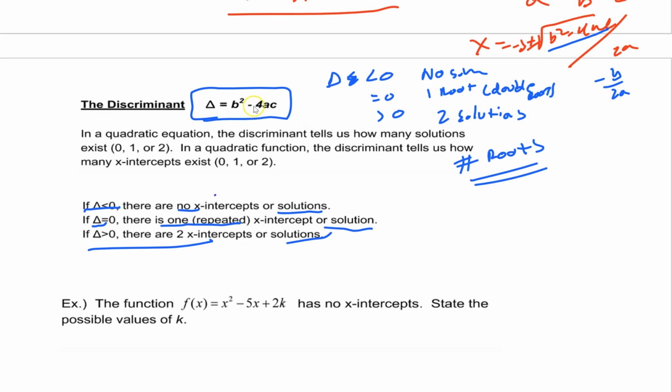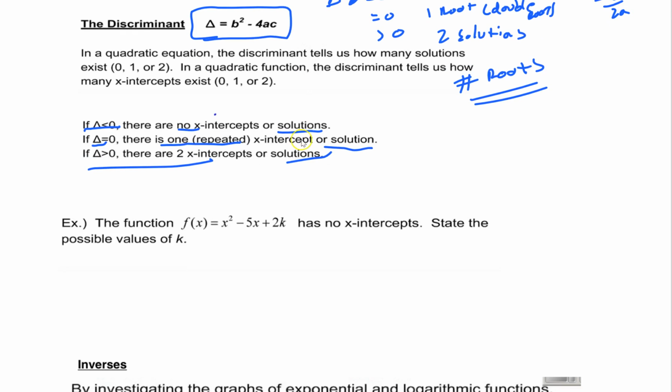Again, they give you this in the formula sheet. They don't tell you this. You're supposed to know, hey, it's the thing under the radical. So if it's negative, no solution. If it's 0, it goes away, there's only one solution, a double root. And if it's positive, there's two solutions. You have to know that yourself.